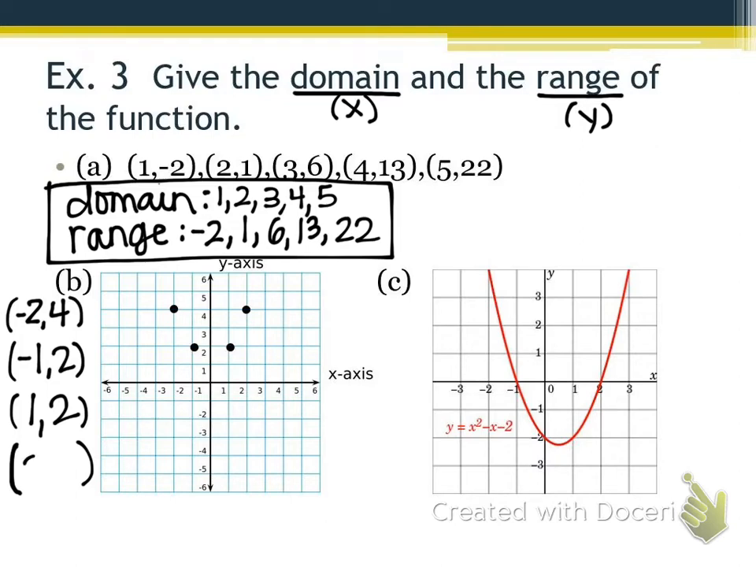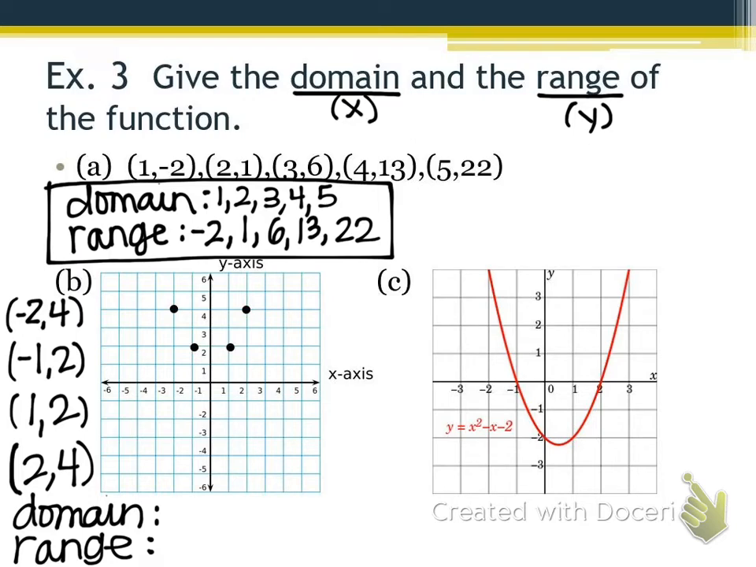Okay, right to 2, up to 4. Perfect. Now, let's write domain and range, and let's list our domain and our range. Now that we've got our 4 ordered pairs, the order of the ordered pairs doesn't matter. You could have found those coordinates in any order that you wanted to. But what is our domain?